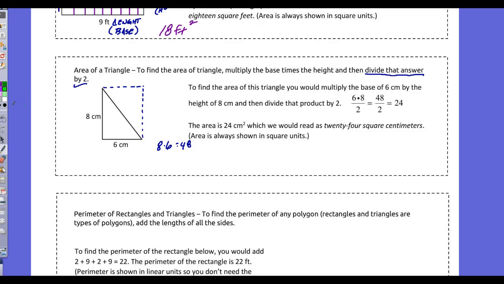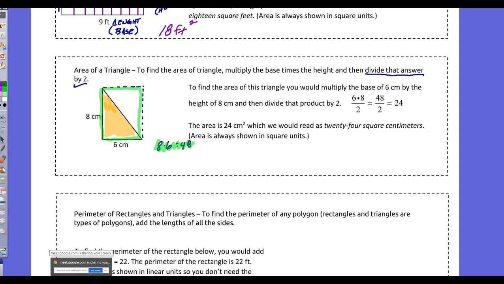That would be, let me just highlight it here, that would be if I was doing this whole rectangle. That would be this. But I'm not really doing a whole rectangle. How much of the rectangle am I doing? If I have this triangle, how much of the rectangle do I have?